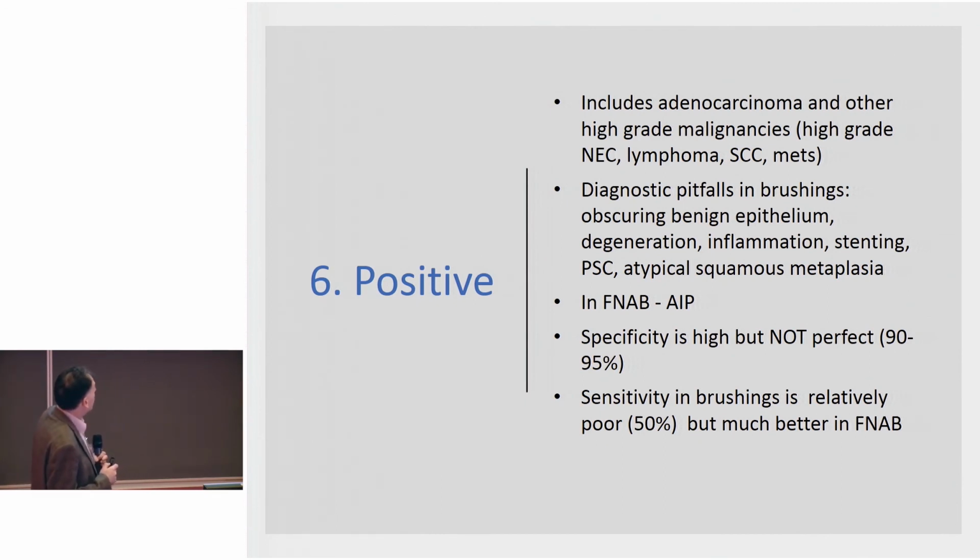The diagnostic pitfalls in brushings, particularly more than in FNA: primary sclerosing cholangitis often gives you a very atypical appearance. If the patient's been stented, one needs to know about that because that can give you a lot of atypia in its own right. Atypical squamous metaplasia can look very, very frightening. And in fine needle aspiration biopsy, as I mentioned, autoimmune pancreatitis is a classical cause of overdiagnosis.